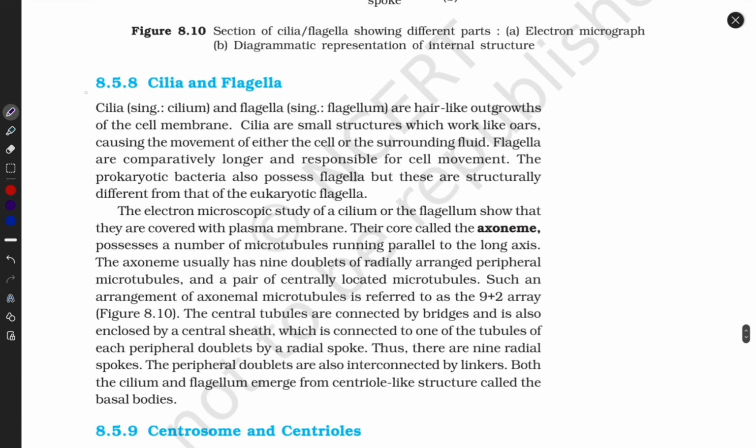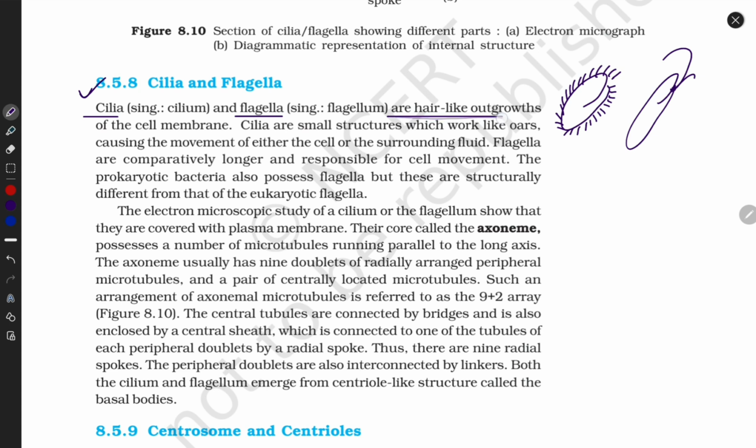Now, cilia and flagella. Cilia are present on the outer surface of organisms, and flagella are also present at the anterior part of the organism surface. Cilia and flagella are hair-like outgrowths of the cell membrane. Look at here, guys. This is the cell membrane and these are the outgrowths. Cilia are huge in number and flagella are less in number.